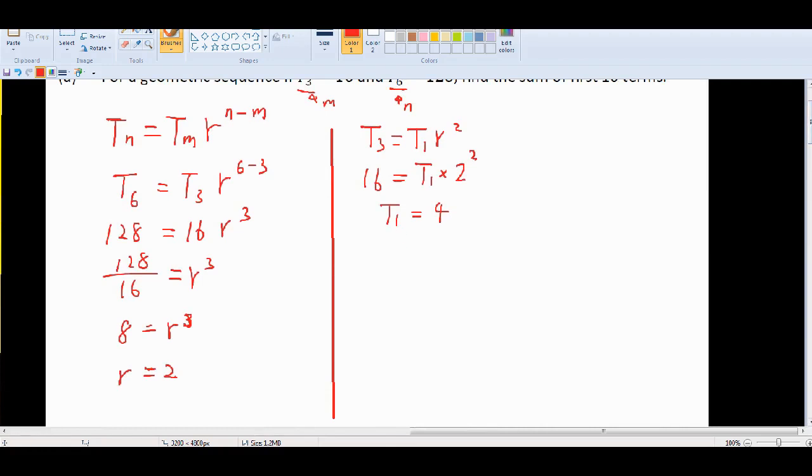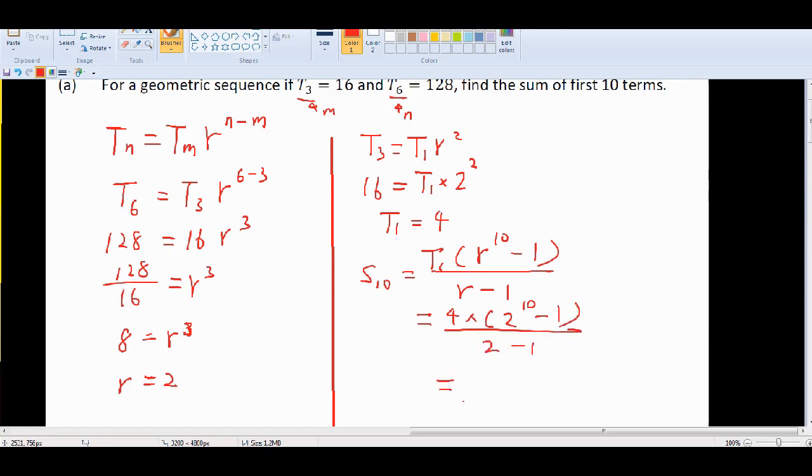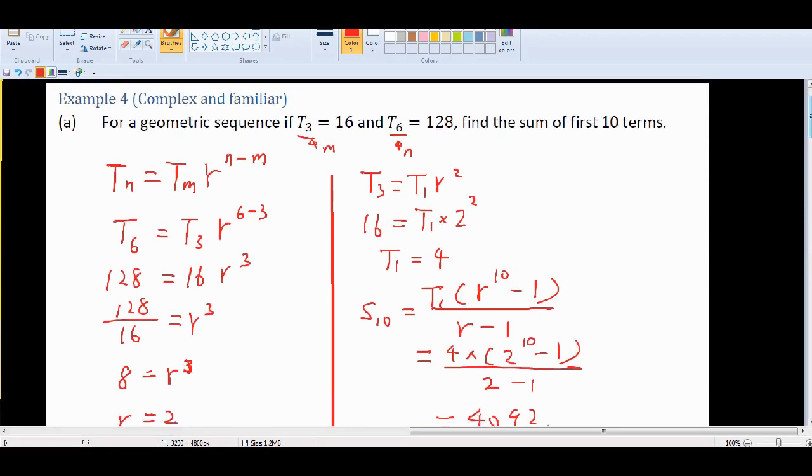Then we are going to find S10 eventually. S10 would be T1 times R to the power 10 minus 1 over R minus 1. T1 is 4, 2 to the power 10 minus 1, over 2 minus 1. So the answer will be this. That will be our example 4.